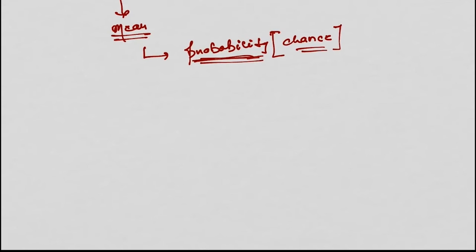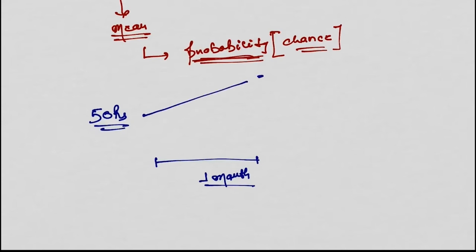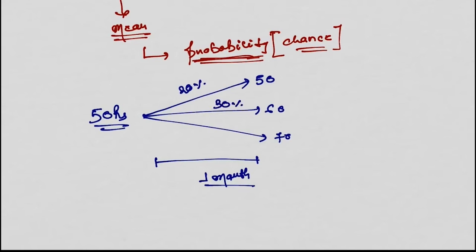So assume that currently the stock is trading at 50 rupees. And we have to find the expected value of what the price will be after one month. People have predicted that it will go to 50 or 60 or 70 rupees. The probability of 50 is 20%, the probability of 60 is 30%, and the probability for 70 is 50%. So can you give me the expected value of the stock after 1 month?